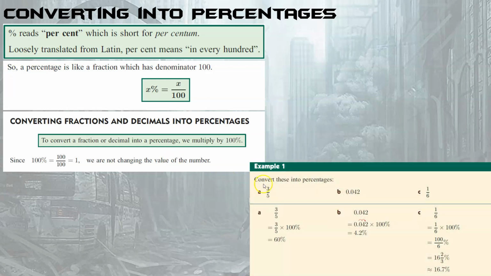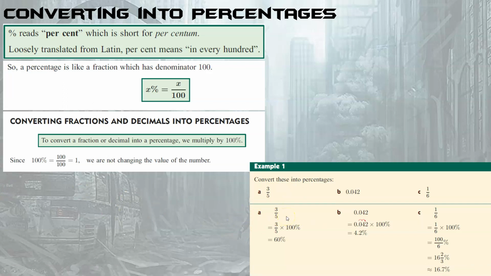Let's look at an example. Here I've said to convert 3 on 5 into a percentage. So all I do is I say 3 on 5, I times it by 100%, which is 100 on 100. I get 60% here. In this example, it's not super clear how we've done this, but one way to think of it is I need to make the bottom of this fraction 100. And so I would think about what factor or what multiple do I need to times the 5 by in order to get it to 100.